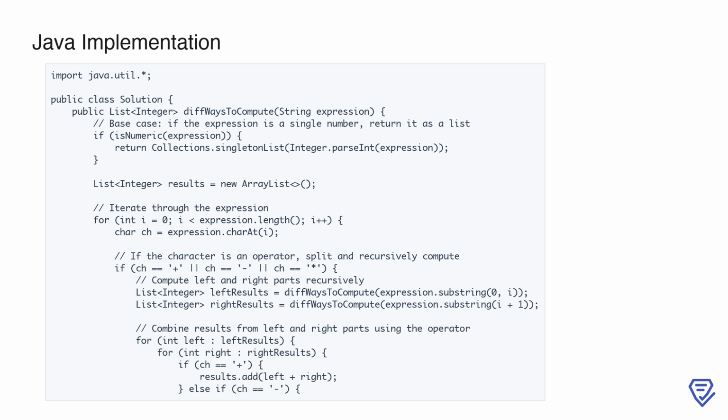If a character is an operator like plus, dash, or asterisk, we split the expression into two parts, left and right, based on the position of the operator. These parts are then recursively passed into the diffWaysToCompute method to compute their respective results. This enables us to break the problem down into smaller subproblems, which we will later combine.